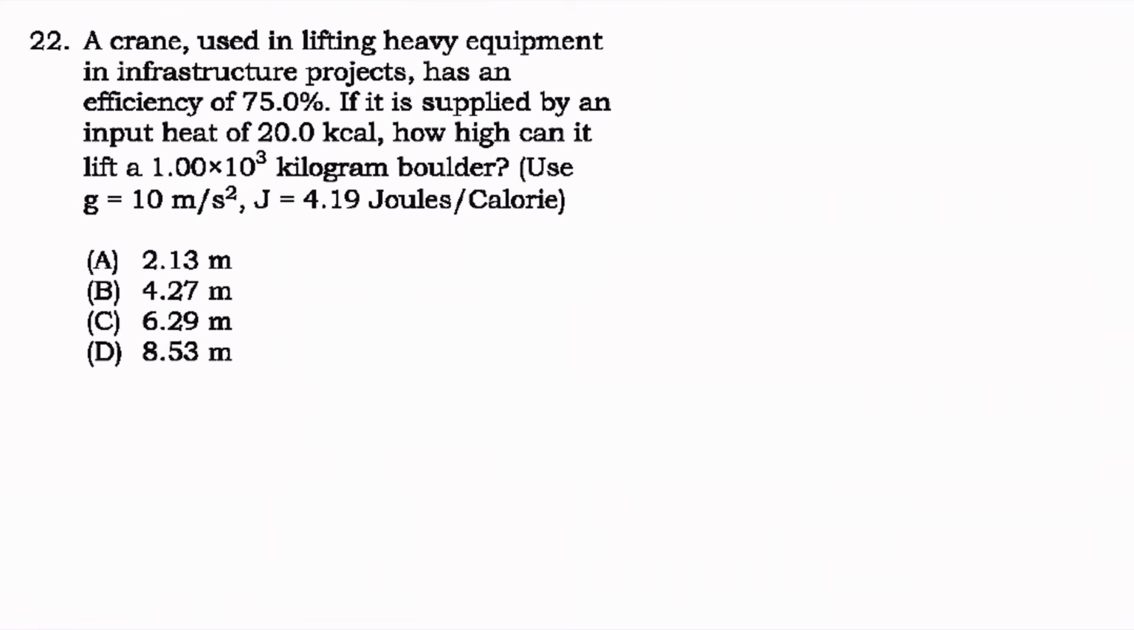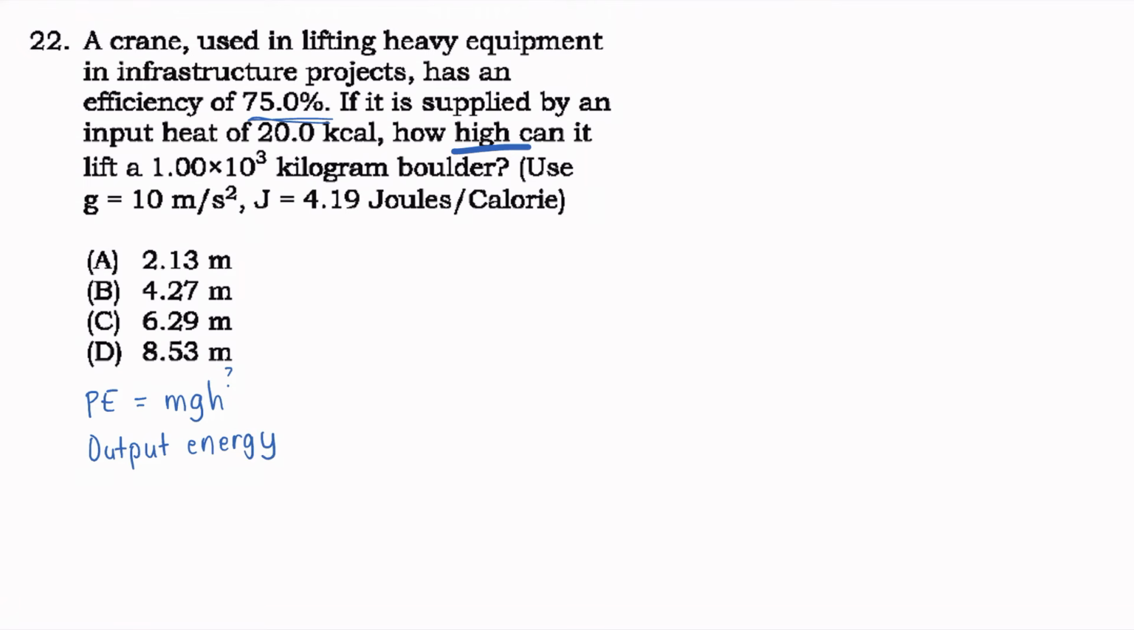So, for this problem, since lifting ng boulder yung problem, gagamitin natin yung potential energy formula, which is equal to mass times gravity times height, para malaman natin kung gaano kataas na-lift yung boulder. Yung height yung goal nating mahanap dito. Since given tayo ng efficiency, pwede natin makalculate yung output energy. So, for this problem, yung energy na magli-lift sa boulder, yun yung output energy.